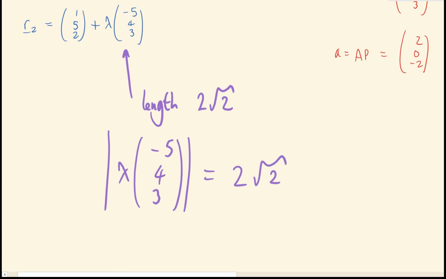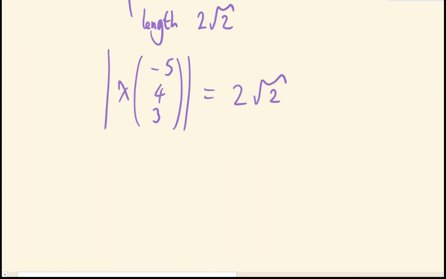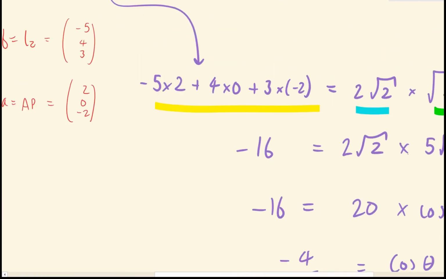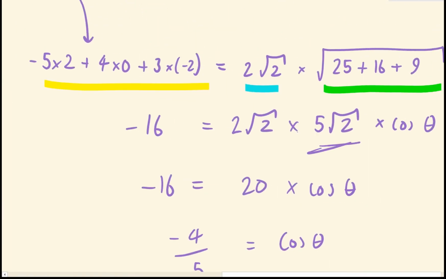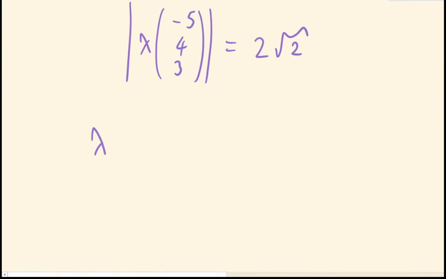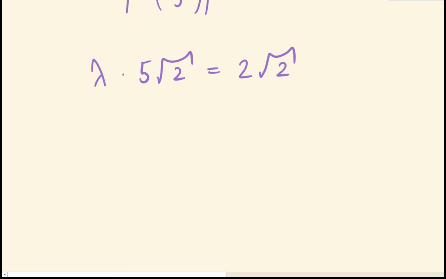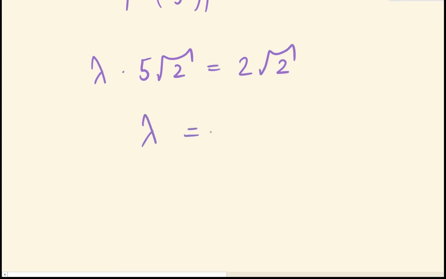For this question, lambda's a constant, so lambda you can just take out as a factor. And we actually already know the length of the vector part. The vector part we worked out over here for the dot product, and that had a length of 5 root 2. So lambda times 5 root 2 equals 2 root 2. That means we can now work out lambda. Lambda is going to be 2/5 here.